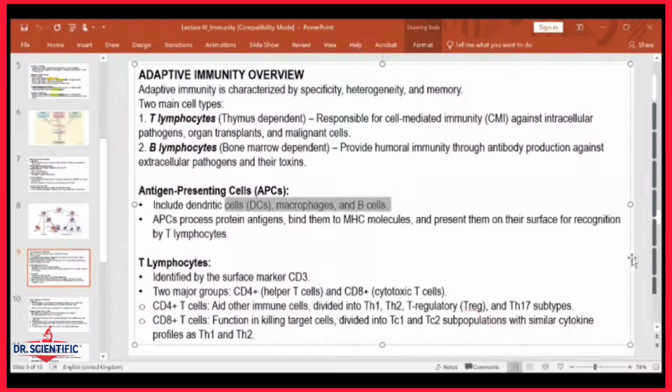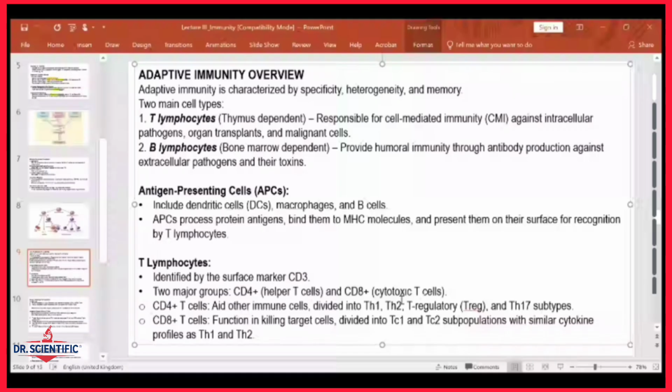Looking at T cells in general, I must have mentioned previously that T cells have CD3 on their cell surface. They have two major groups of T cells: we have CD4s and CD8s. CD4s are also referred to as T helper cells, and CD8s are referred to as T cytotoxic cells, or cytotoxic T cells, or helper T cells for CD4.